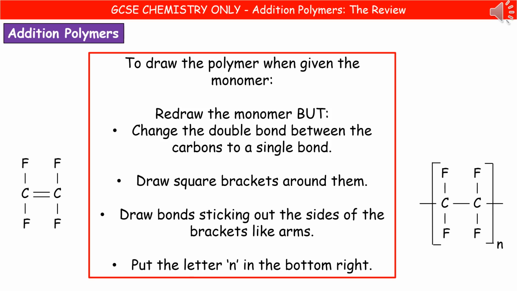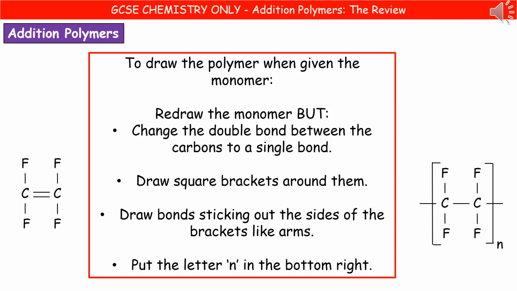The other thing they could ask you to do is to draw displayed formulas either for the monomer or the polymer when they've given you the other. So the way that we can draw the polymer, if we're given the monomer, is you redraw that same monomer molecule, but we get rid of the double bond in the middle, and then you put a bond sticking out from the left and the right from the carbons, and we then put the brackets around it and put a little N in the bottom right, as you can see in the diagrams there.